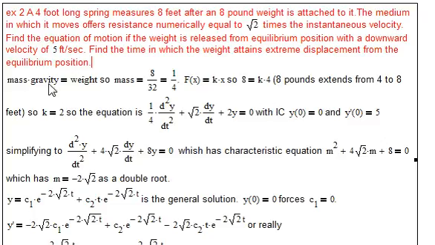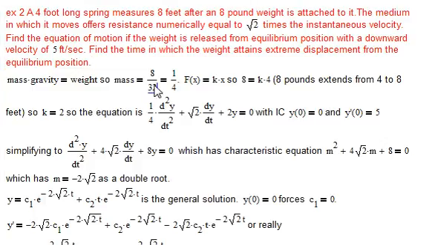So, first of all, mass times gravity is weight. So 8 over 32 equals 1/4. We said it was an 8-pound weight. There's gravity, so mass is 1/4. F of x equals kx, so when it's displaced 8 feet, that's proportional to the 4 feet that it was moved. So 8 pounds extends from 4 to 8 feet.